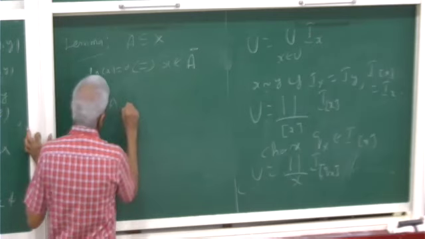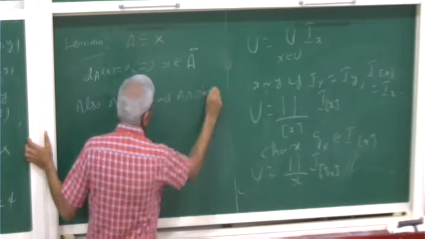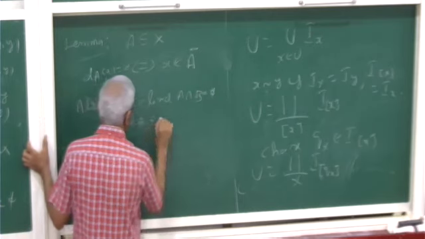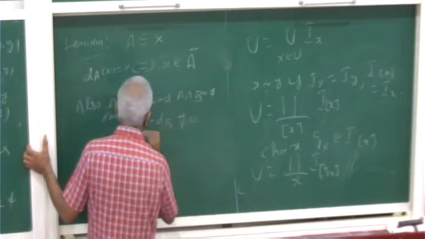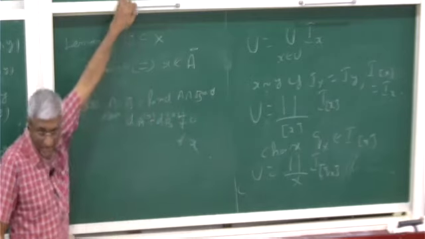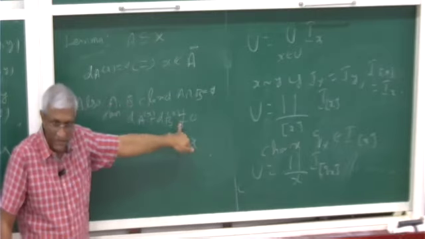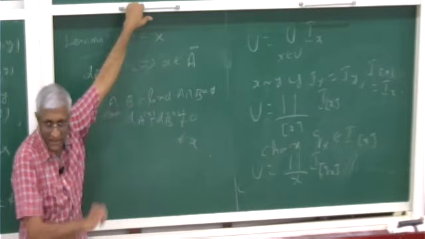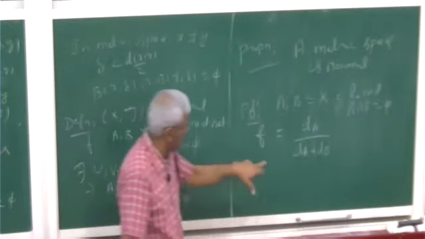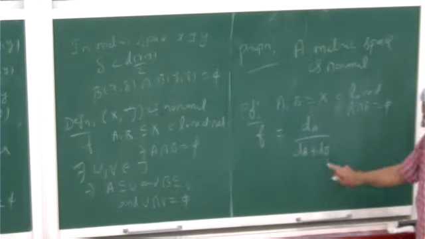So if A and B are closed and disjoint, then d_A plus d_B is never 0 for any x. This is never 0 because if it is 0, x has to be in both of them, and it cannot be in A intersection B because that's empty. So they are disjoint, and this is never 0. So you can define f by this quotient now.